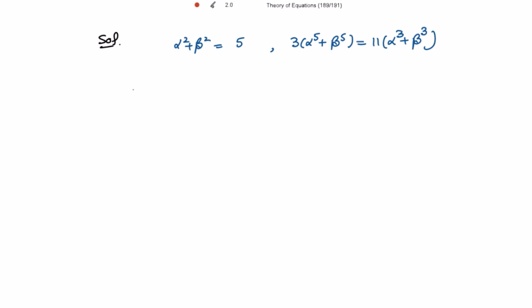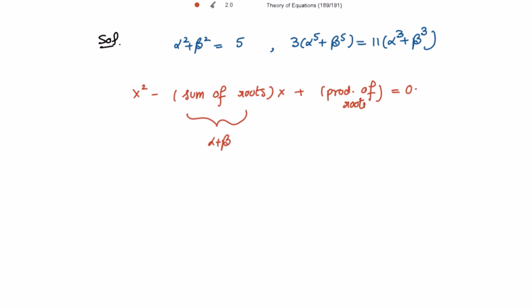The format is x square minus sum of the roots into x plus product of the roots equal to 0. So for the sum of the roots we are writing alpha plus beta, and for the product of the roots we are writing alpha beta. That is, we need to get this sum and this product. Okay, let's use the second condition first.